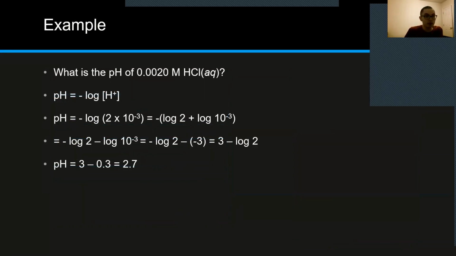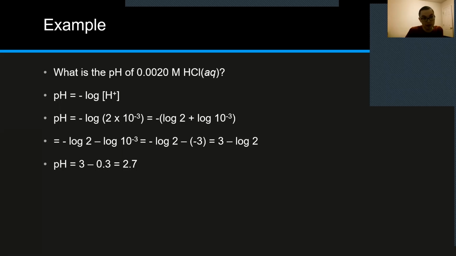Right? So here's an example of finding a pH question. We're looking at what is the pH of 0.002 molar HCl. So in order to solve this, we would actually have to know that HCl is a strong acid, so that we know that it dissociates completely. So HCl dissociates into H+.